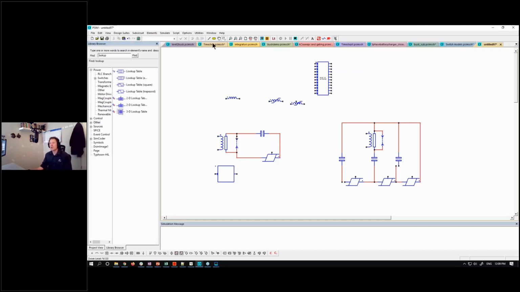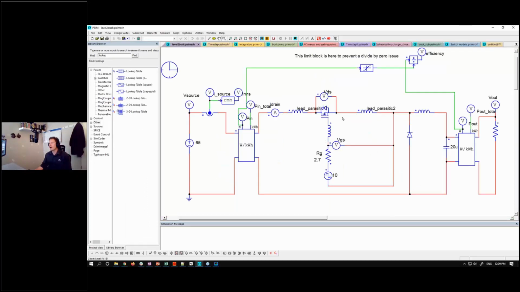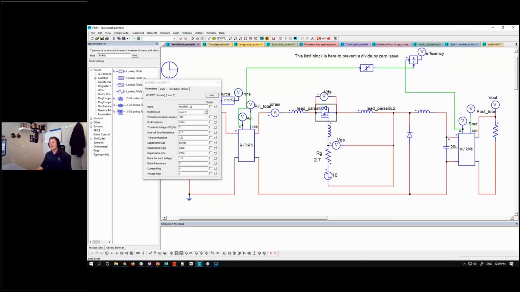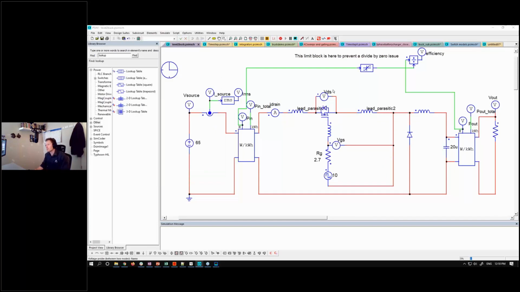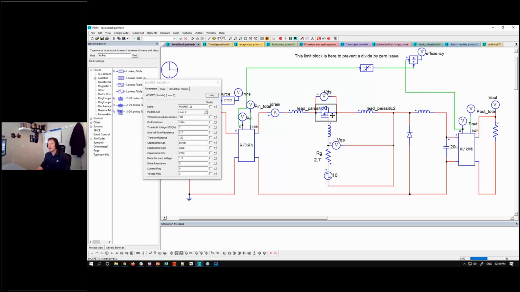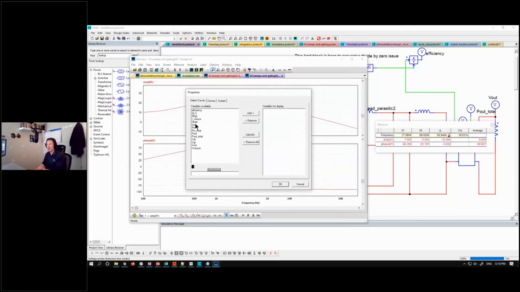So let's quickly talk about our level 2 models here. Let me just run the simulation. Our level 2 models provide us with a realistic device transition between on and off. I've done webinars on our level 2 model specifically, so I'm just going to touch on it quickly here.